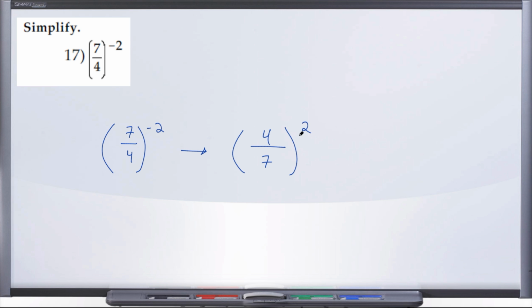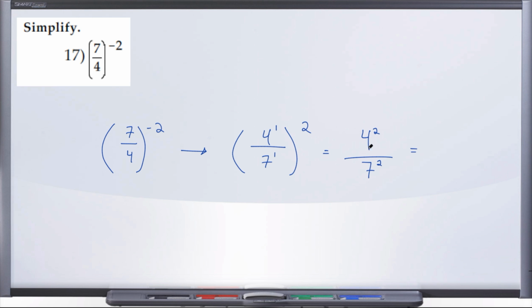And now using our power to a power rule, right? Each of these numbers, 4 is raised to the first power, 7 is raised to the first power. And we know that with a power to a power, we multiply. And so what we'll end up with now is 4, and 1 times 2 gives us 2, over 7, and 1 times 2 again is 2.